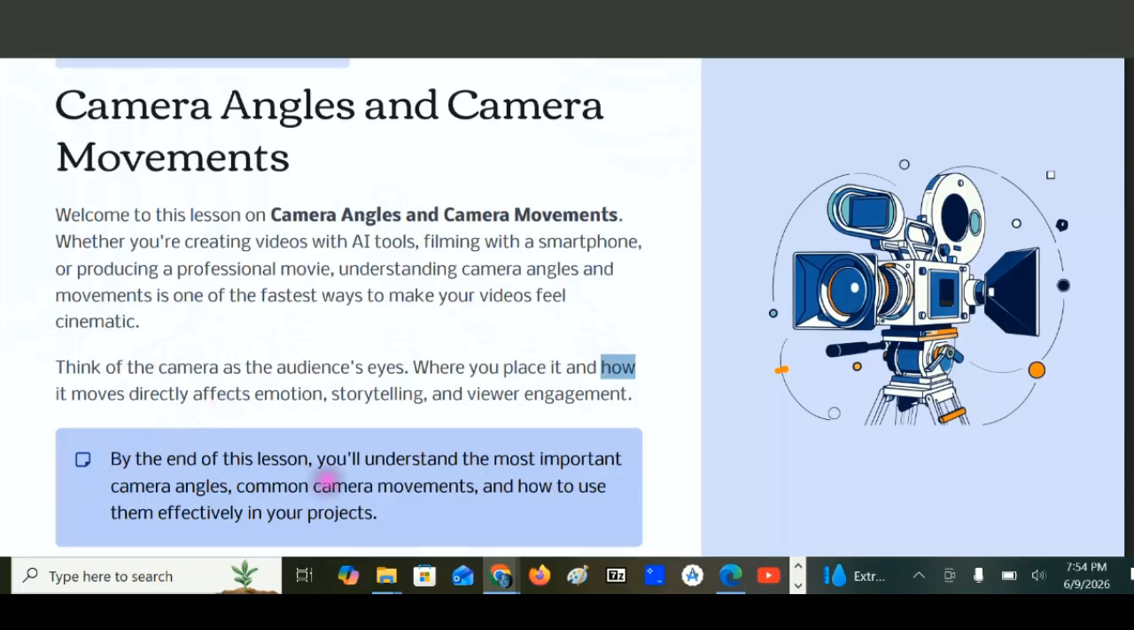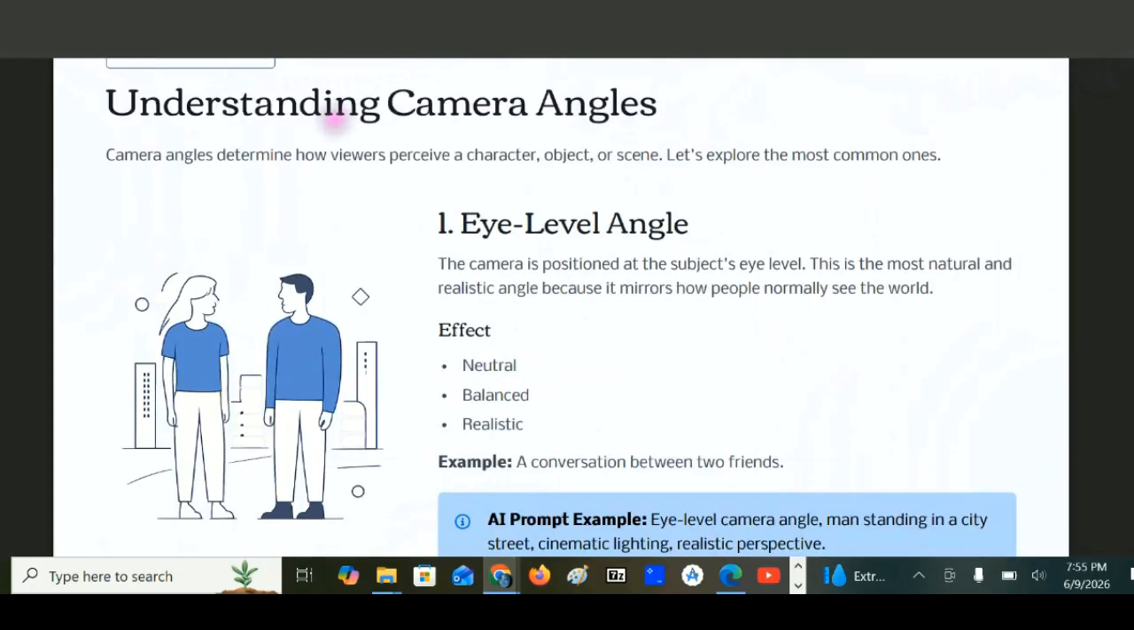By the end of this lesson, you will understand the most important camera angles, common camera movements, and how to use them effectively in your projects. Understanding camera angles: camera angles determine how viewers perceive a character, object, or scene. Let's explore the most common ones.